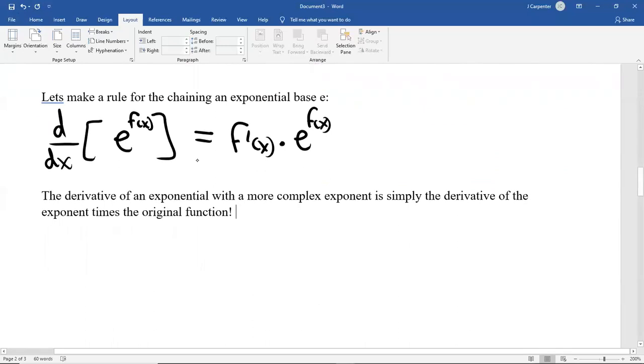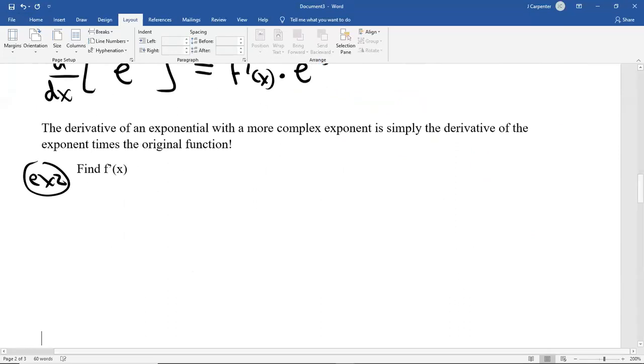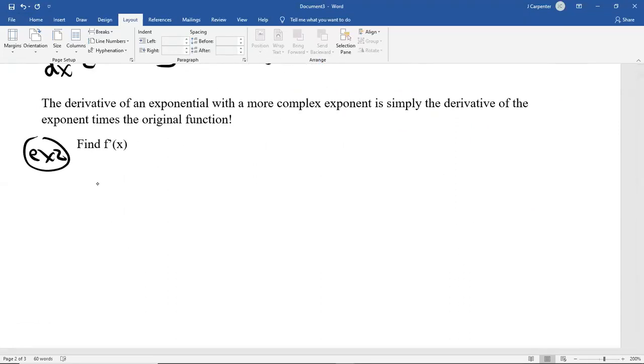So our example 2, in which we will find f prime of x, or we could just say find the derivative of x, whichever way you like to say that. For A, we're going to have f of x equals e to the negative x squared. This is one of my favorite functions to talk about in calculus. And I don't even want to say why yet.